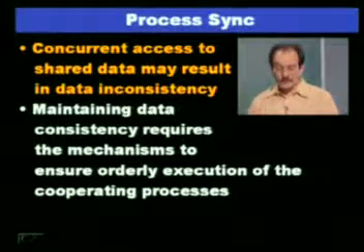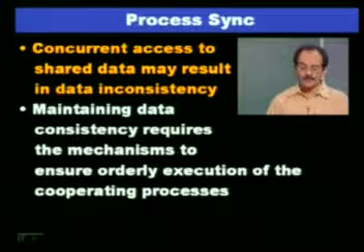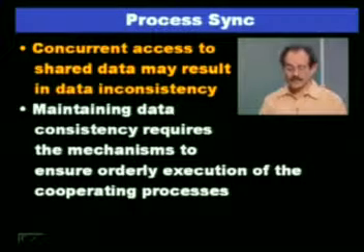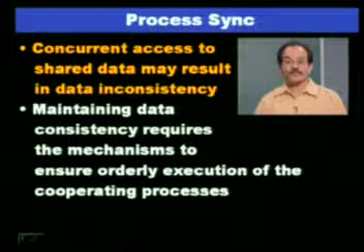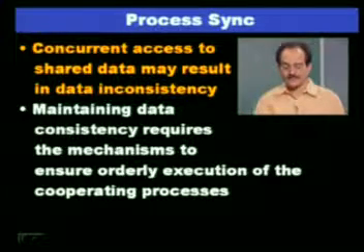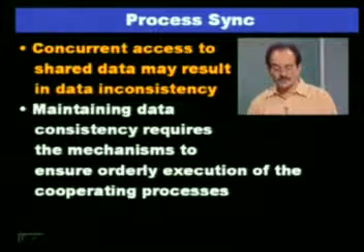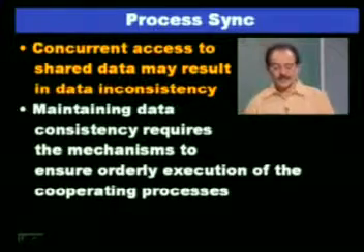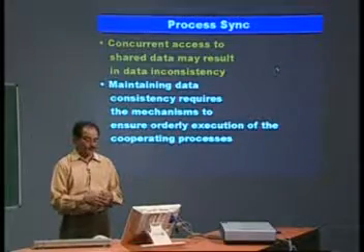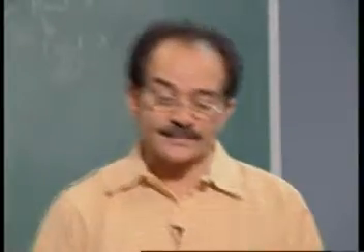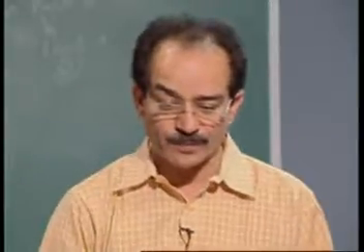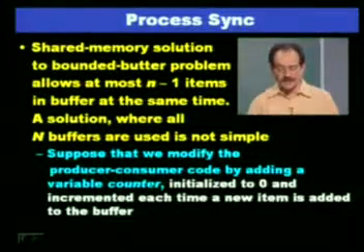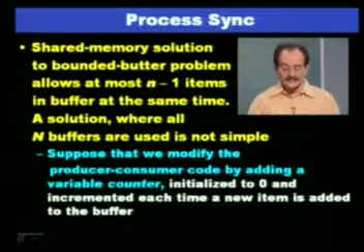Now, what we require is some sort of mechanism through which we can think about the orderly execution of the cooperative processes. We have talked about cooperative processes, but another thing required is some mechanism through which these processes can execute in a cooperative way. What sort of things do we have to do? Let us say I have a shared memory solution to the bounded buffer problem, which allows at most n minus 1 items in the buffer at the same time.